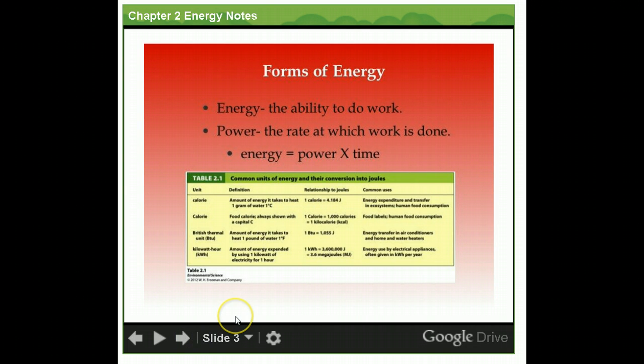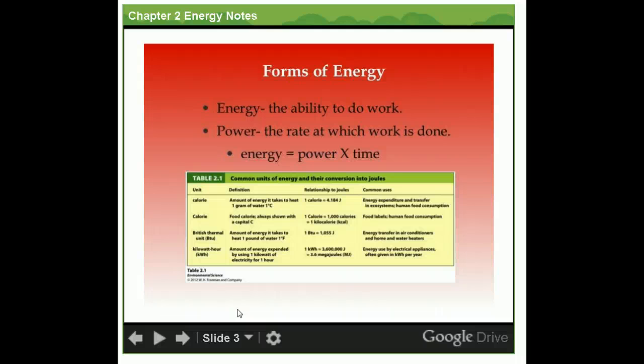There's two different things we need to know about energy. First is what energy is. Energy is the ability to do work. That means actually move something from one place to another. So even if you stood against the classroom wall and just started pushing as hard as you could, it would feel like doing work, but you're not. You're not moving something. So energy is the ability to do work.